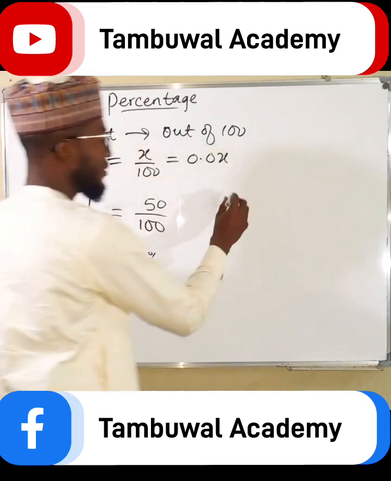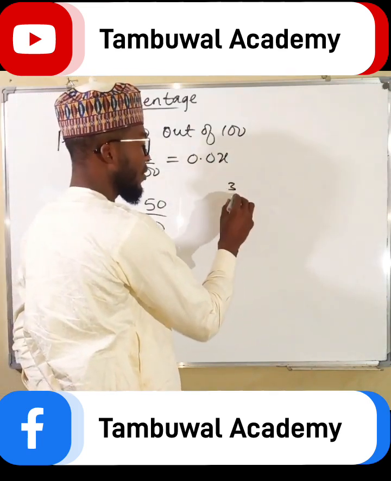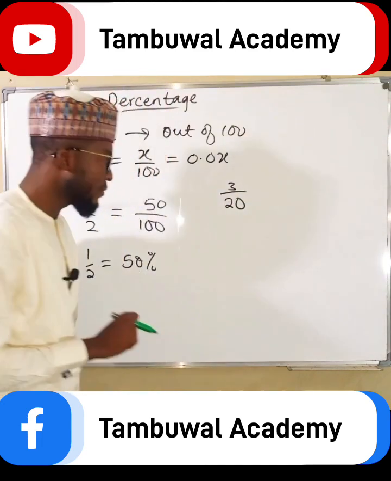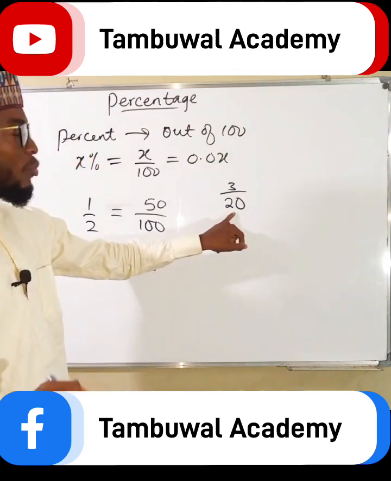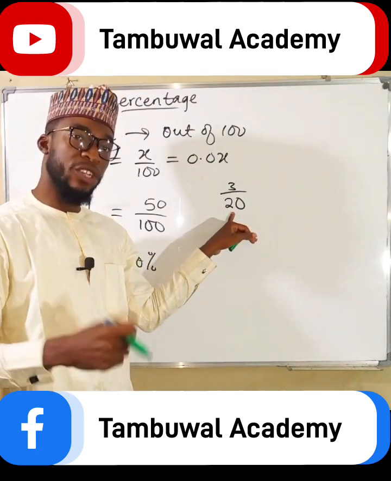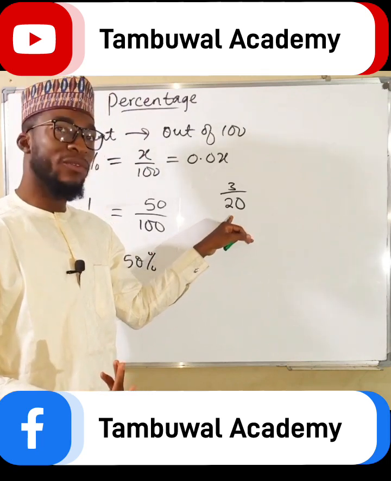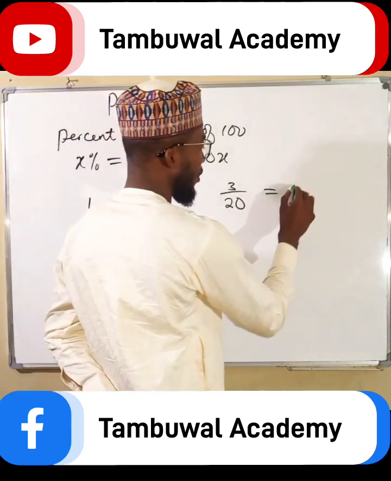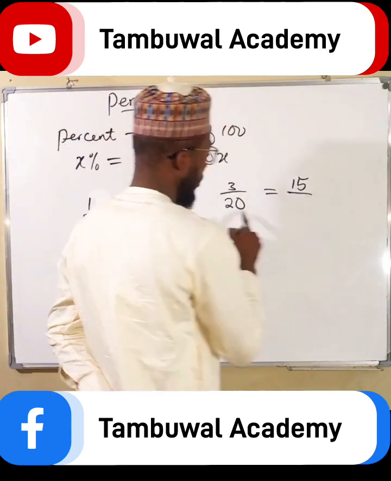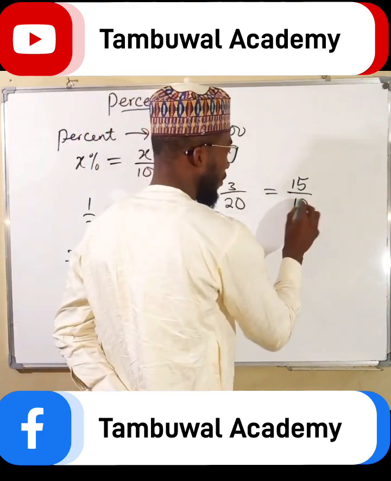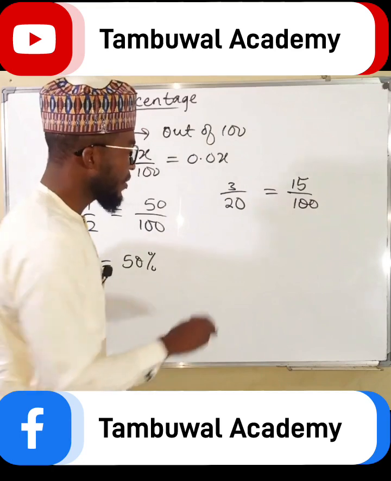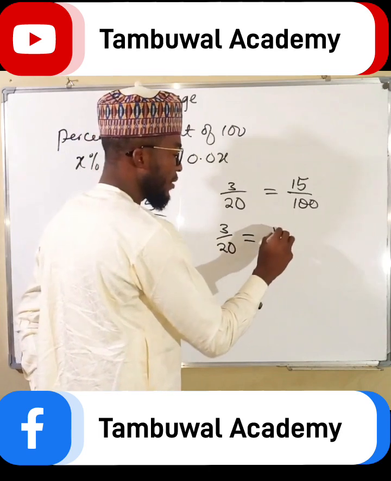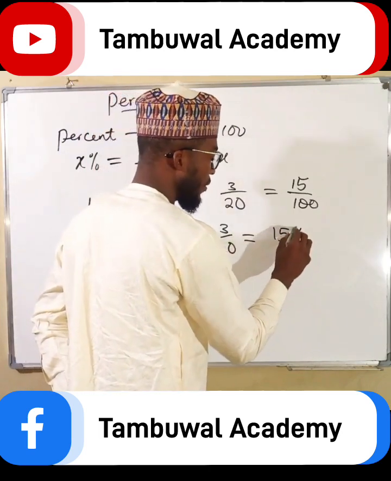So first we want to convert 3 over 20 into percentage. We know if we multiply 20 by 5, we shall obtain 100. And therefore we have to also multiply the numerator by that 5. 5 times 3 is 15, so we have 15. And 20 times 5 is 100. This means that 3 over 20 is the same thing as 15%.